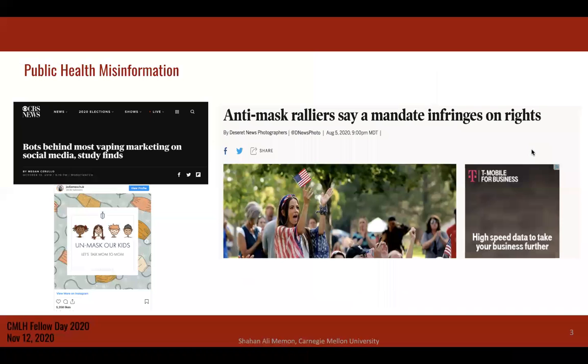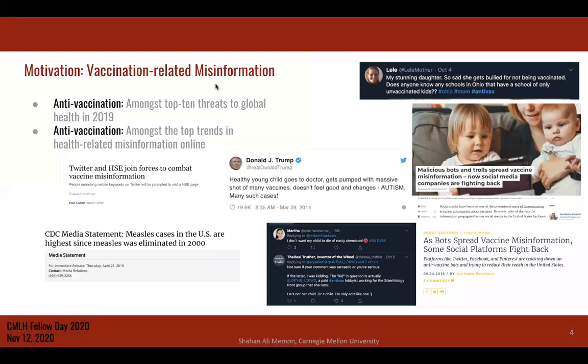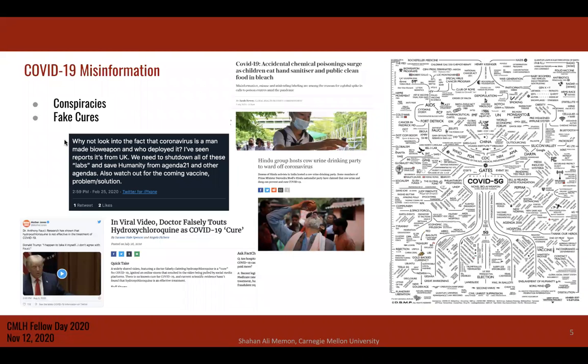So let's begin. Public health misinformation is any health-related claim that is currently false due to scientific evidence. Vaccination-related misinformation is arguably the most prevalent form of misinformation and is amongst the top 10 threats to global health by the World Health Organization. And so in the first part of my thesis, I focus on vaccination-related discourse on Twitter. More recently, COVID-19 has sort of become a hotbed for the spread of misinformation online. And so in the second part of my thesis, I focus on COVID-19 discourse.